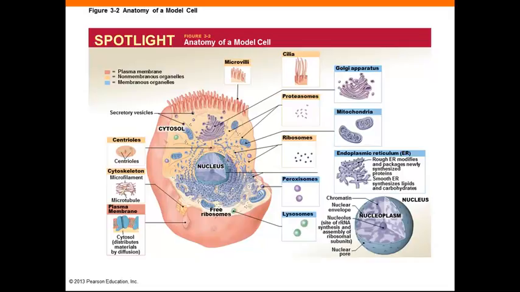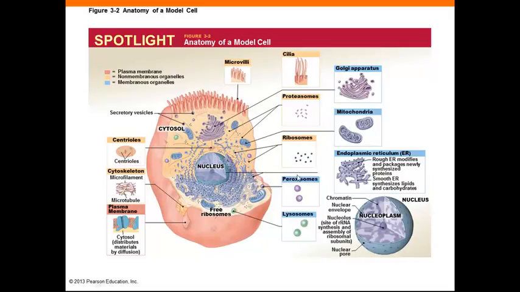So these membrane-enclosed organelles include the nucleus, pictured here. We have the mitochondria, which are these little bean-shaped, worm-like structures. Another membrane-enclosed organelle is the endoplasmic reticulum, which is this squiggly line back and forth here. We also have the Golgi apparatus, which I'm not seeing pictured real clearly on here, but I think I have a picture of later on. We also have lysosomes and peroxisomes.